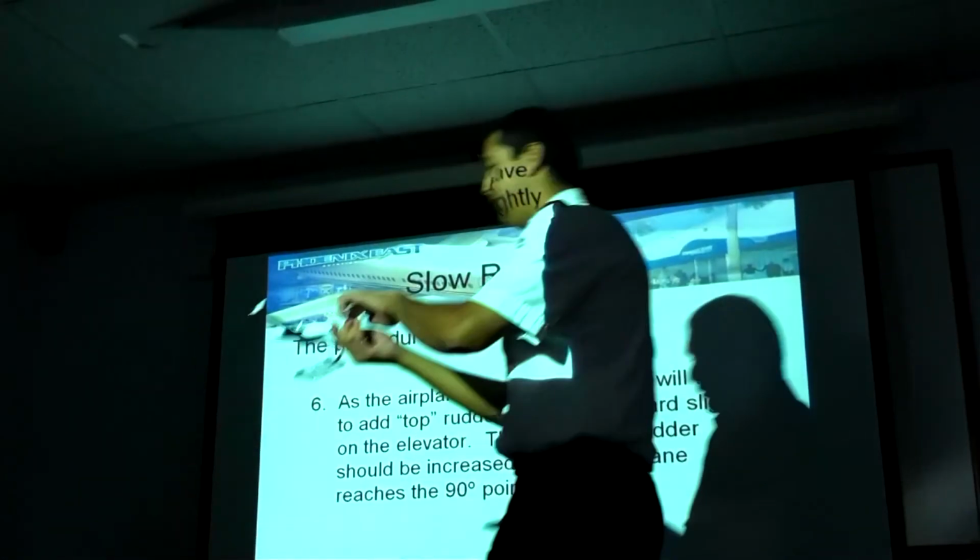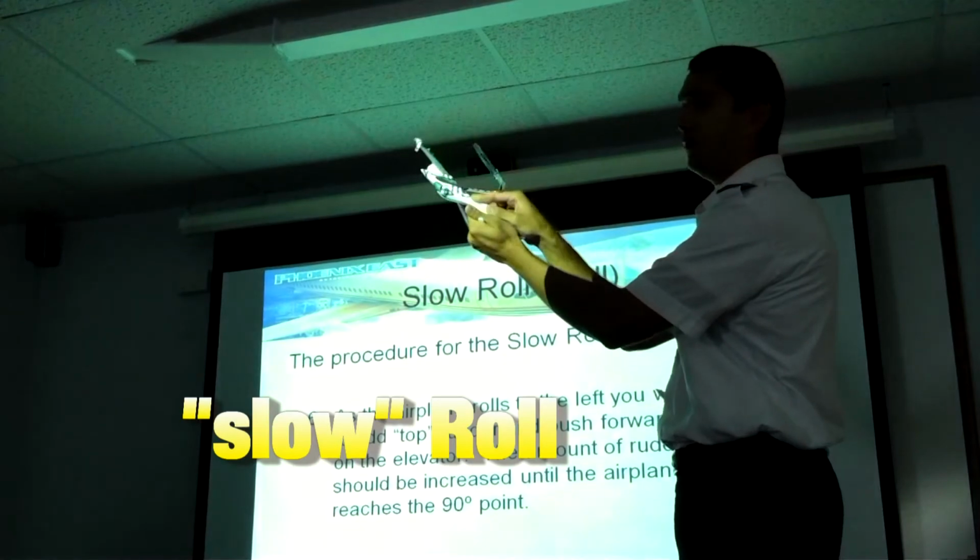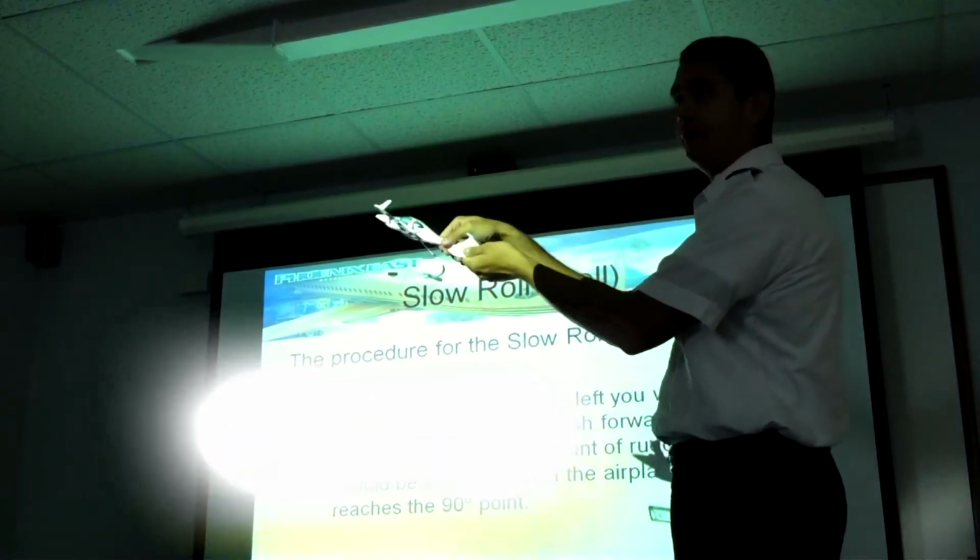Now he does a crazy version of it. Again, just a quick recap. Straight and level, pick a point, pull up, roll, top rudder, forward stick, top rudder again, unroll, and out you go.